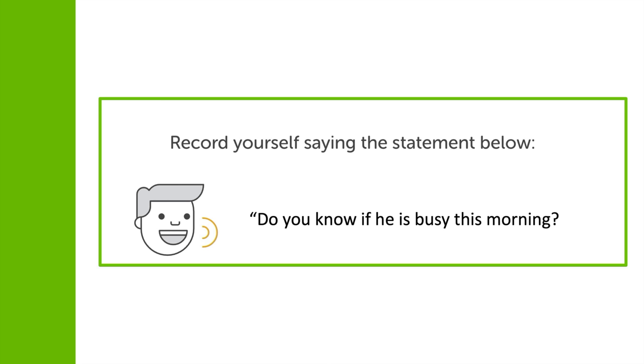So let's take a look at an example. Here's an example. Where do you think the stress is in this question? Do you know if he's busy this morning? So this question had three stressed words: know, busy, and morning. As you can see, these are the content words in this question, so the content words get the stress. One more time. Do you know if he's busy this morning?